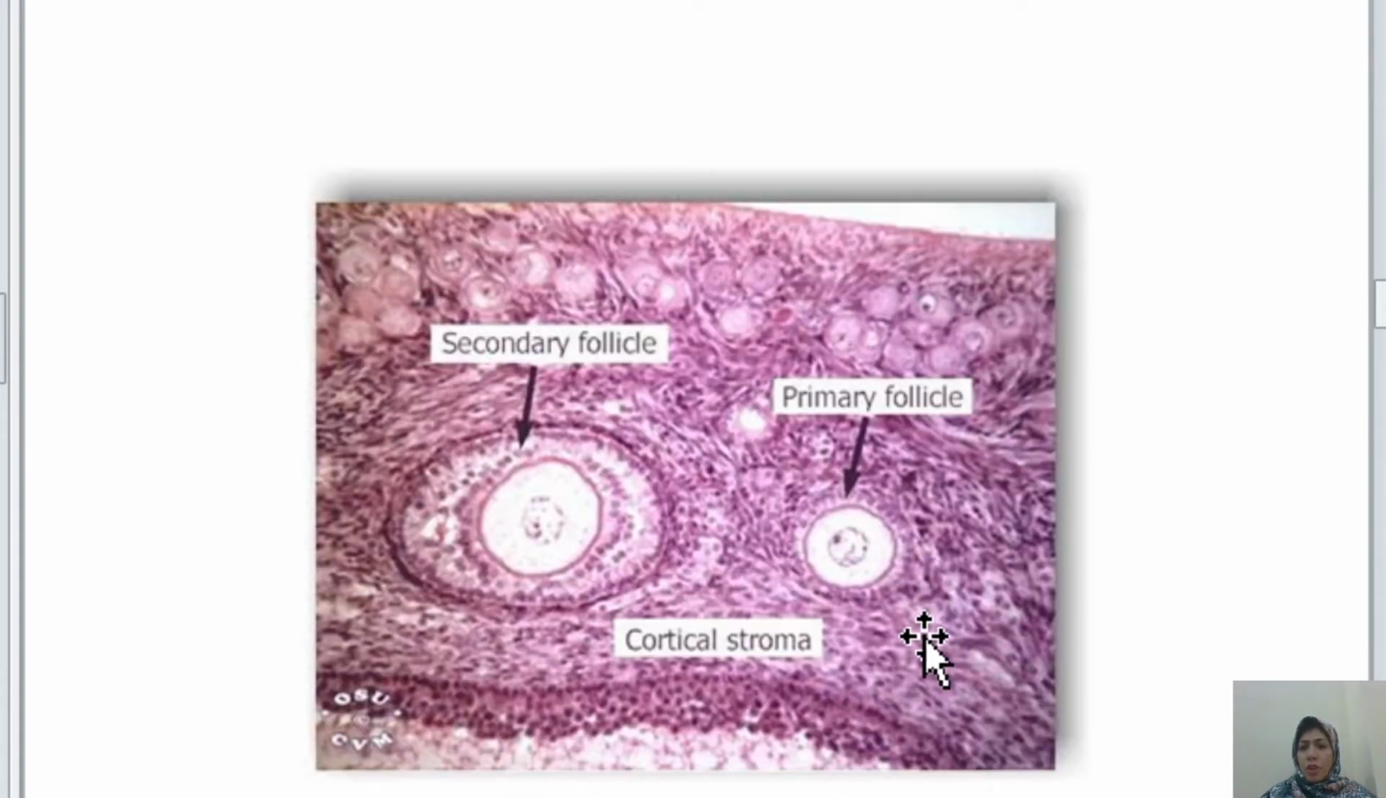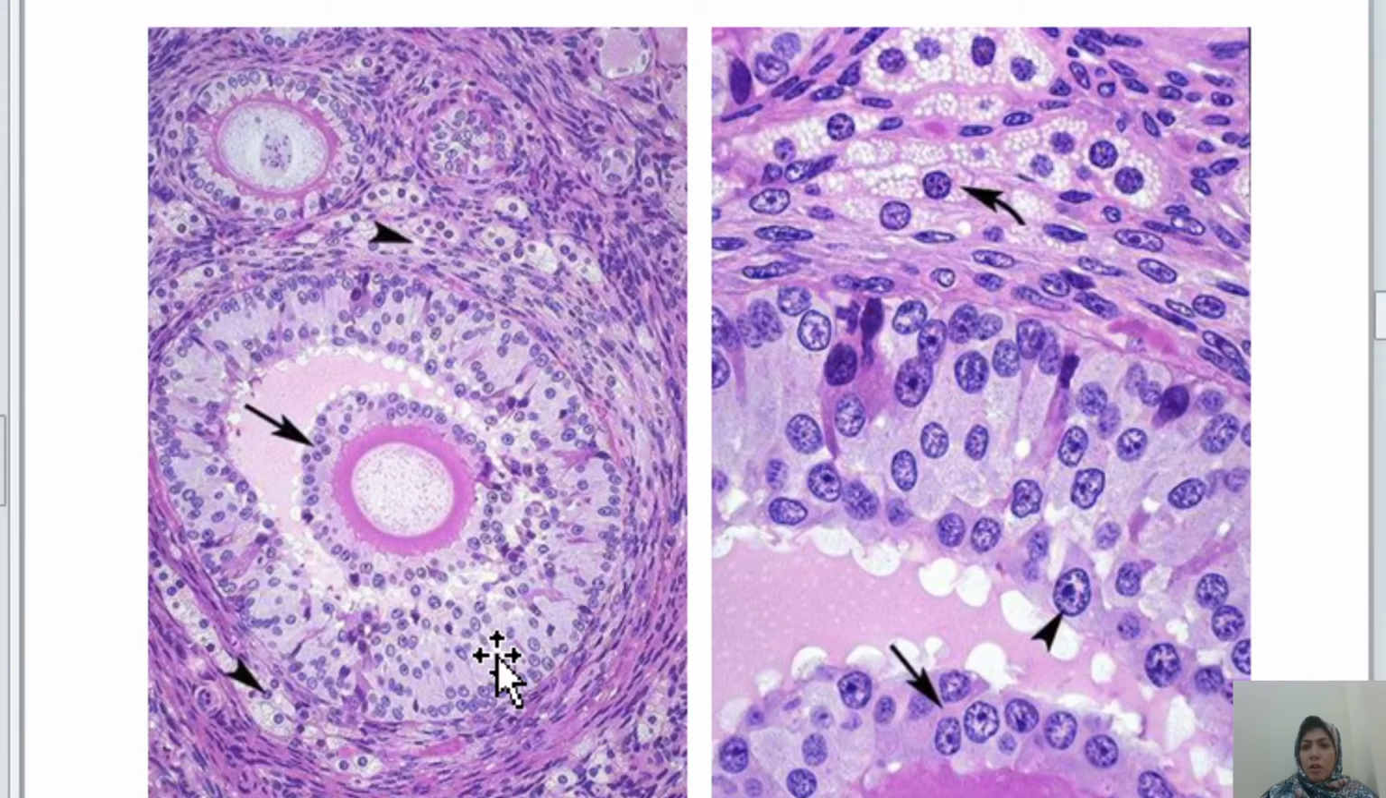This is another picture of a secondary follicle. Here you see a primary follicle and a secondary follicle. You see that there is more than one layer of follicle cells. And in this picture you can also see the zona pellucida, oocyte, and antrum.